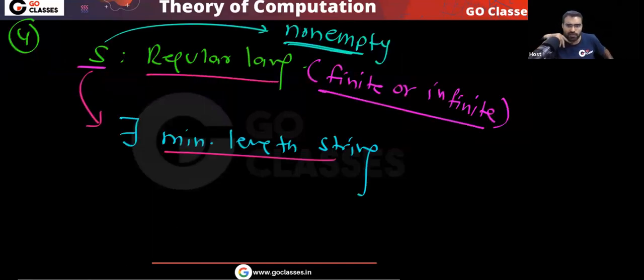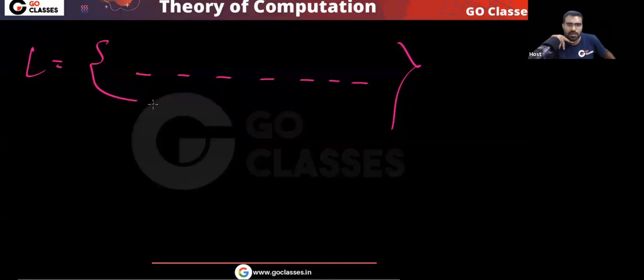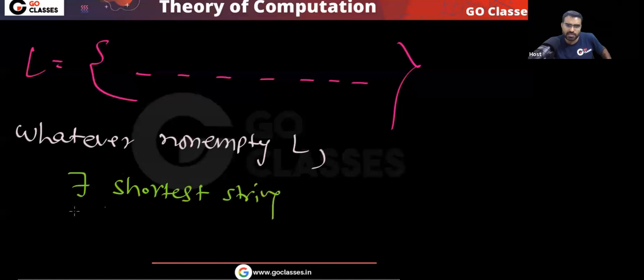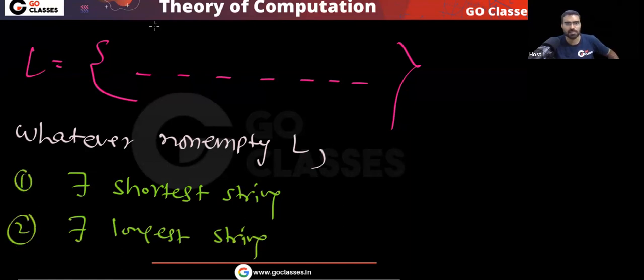Can I say that at least one longest string will always be there? Whatever non-empty L you take, can I say there exists a shortest string? And can I say there exists a longest string? Which statement is correct?